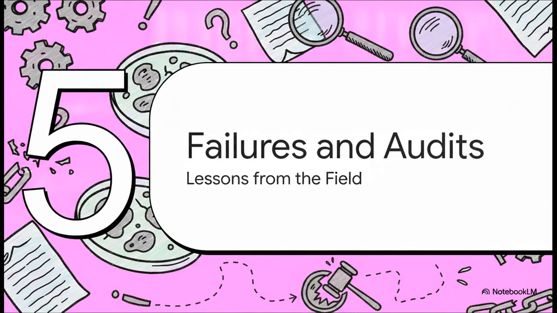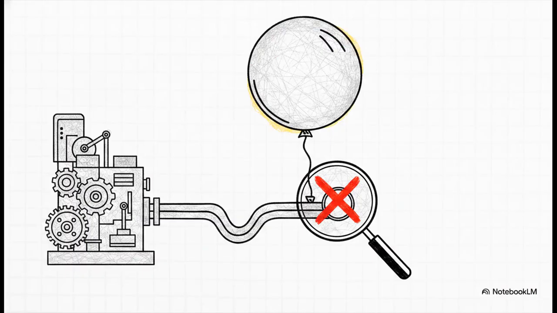Finally, Section 5. Real failures and audits, lessons from the field. Let's look at some real-world nightmares, starting with the surface area error. One manufacturer completely forgot to count the product's contact surfaces inside their transfer piping during their validation calculations. Remember our MACO conversion formula from earlier? Well, if your surface area denominator is too small because it's incomplete, your allowed surface concentration limit becomes falsely inflated.